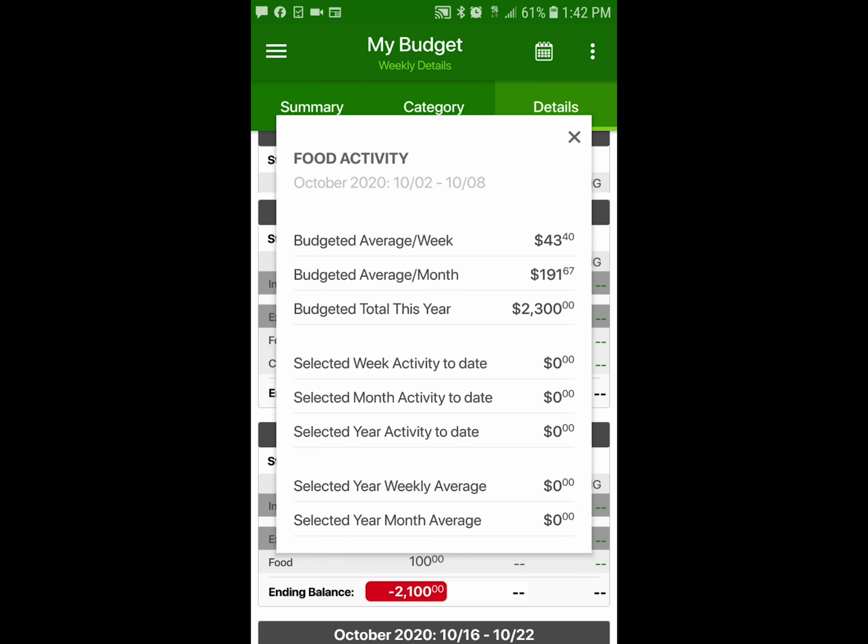And then you follow down, and then you got the selected week, which is the week that we're on. You got the activity to date. You got the month activity to date, and then the year activity to date for this particular selected time. And then if you go down to the following section, you got the selected year, the weekly average, and then the selected year, the monthly average. So this information you can use if you got to adjust your budget up or down. You can see the activity and you can be like, oh, wait a minute, I didn't budget enough for that. So that's how you can get to the activity on each different item. So we will X out of that.